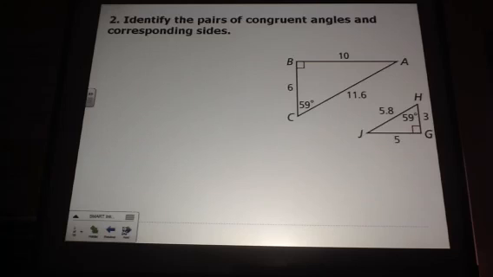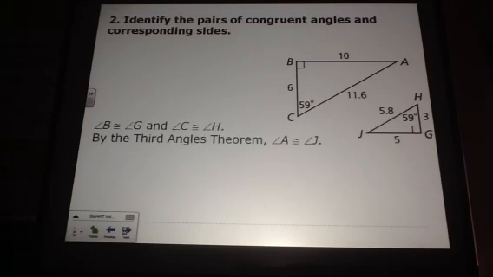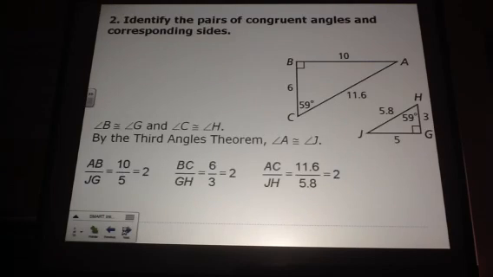Now we're going to do the same thing we just did. I'll give you a second, see if you can figure this one out on your own. Start with your angles first, corresponding angles. Make sure they're all congruent. Then start with your corresponding sides. So we have AB over JG, BC over GH, and AC over JH. And when you simplify, they all equal 2.